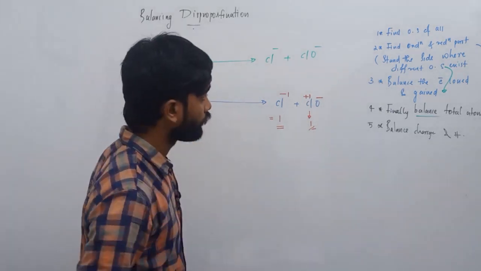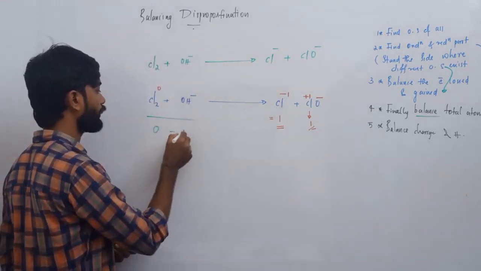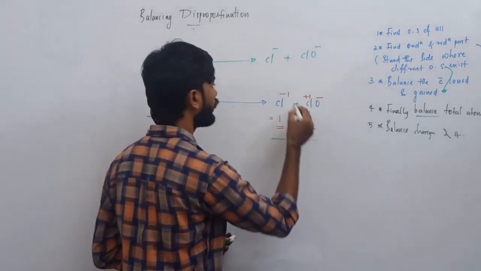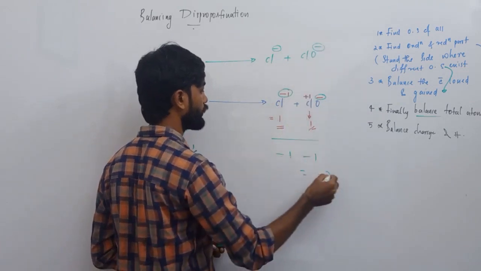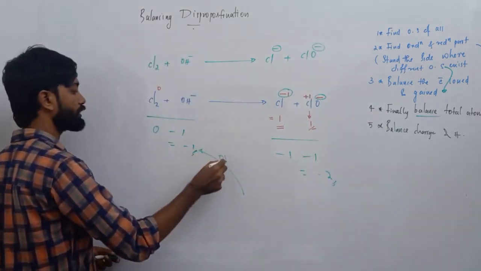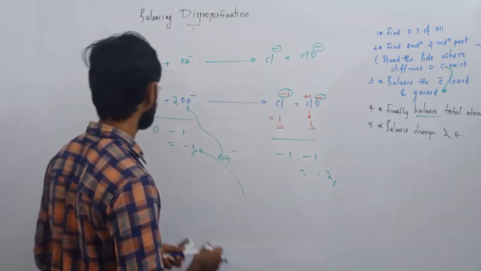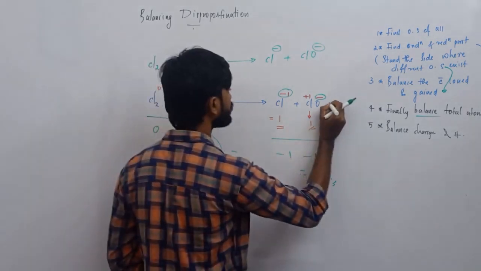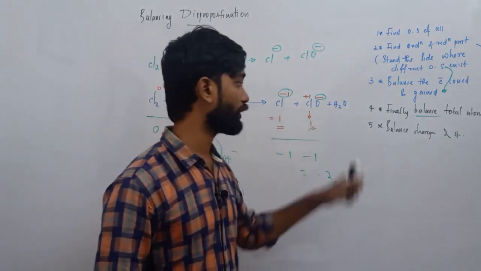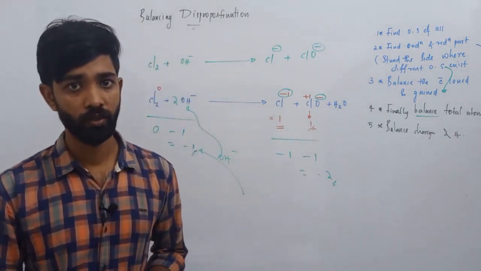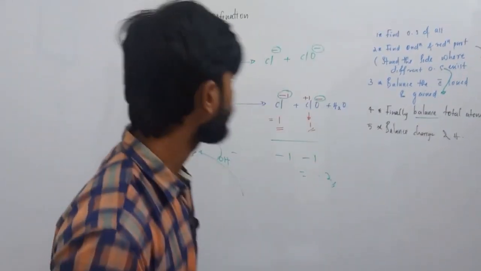Then finally balance the charge. Charge is 0 on one side, and on the other side minus 1 and minus 1, so minus 2 charge. So OH minus is required here. That OH minus along with this OH minus will be 2 OH minus. So there is an increase of 2 hydrogen, so you give H2O here. Now the number of oxygen: 2 oxygen, 1 plus 1, 2 oxygen. So the reaction is balanced. Ready? Moving to the next case.